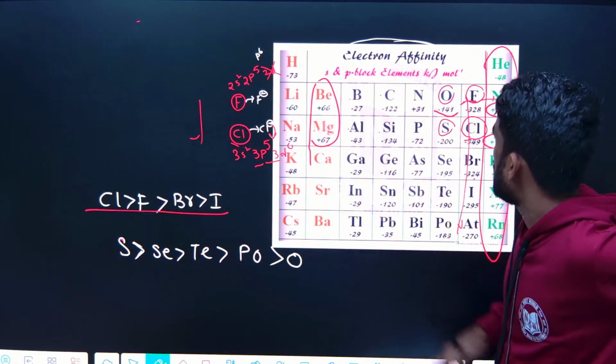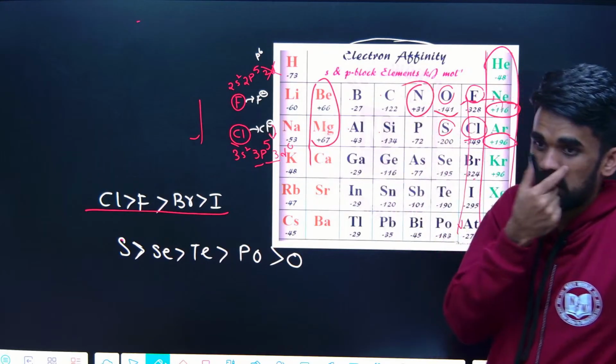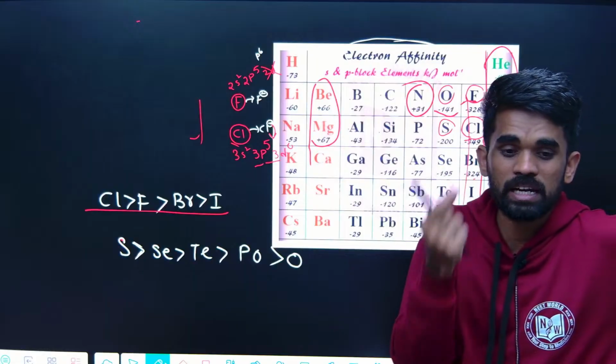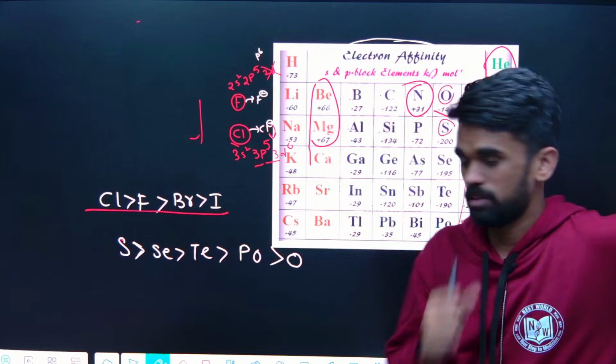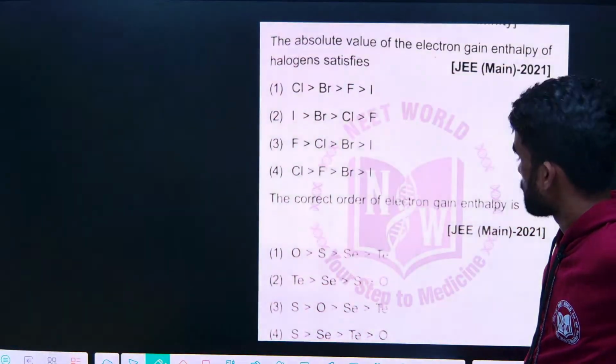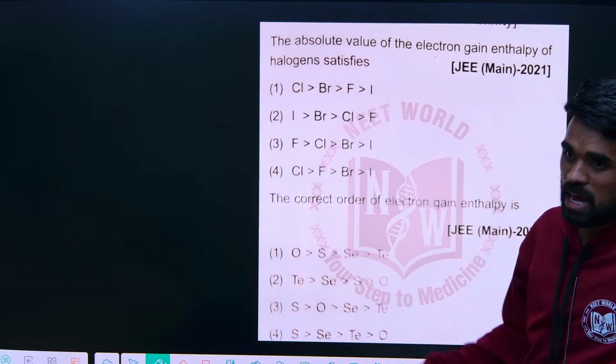Positive values mean it is difficult to add the electron. Again, nitrogen has a half-filled configuration, so it also has a positive value. They have a very weak tendency to gain an electron. Is that clear? That same story is applicable there too, but the values will differ.